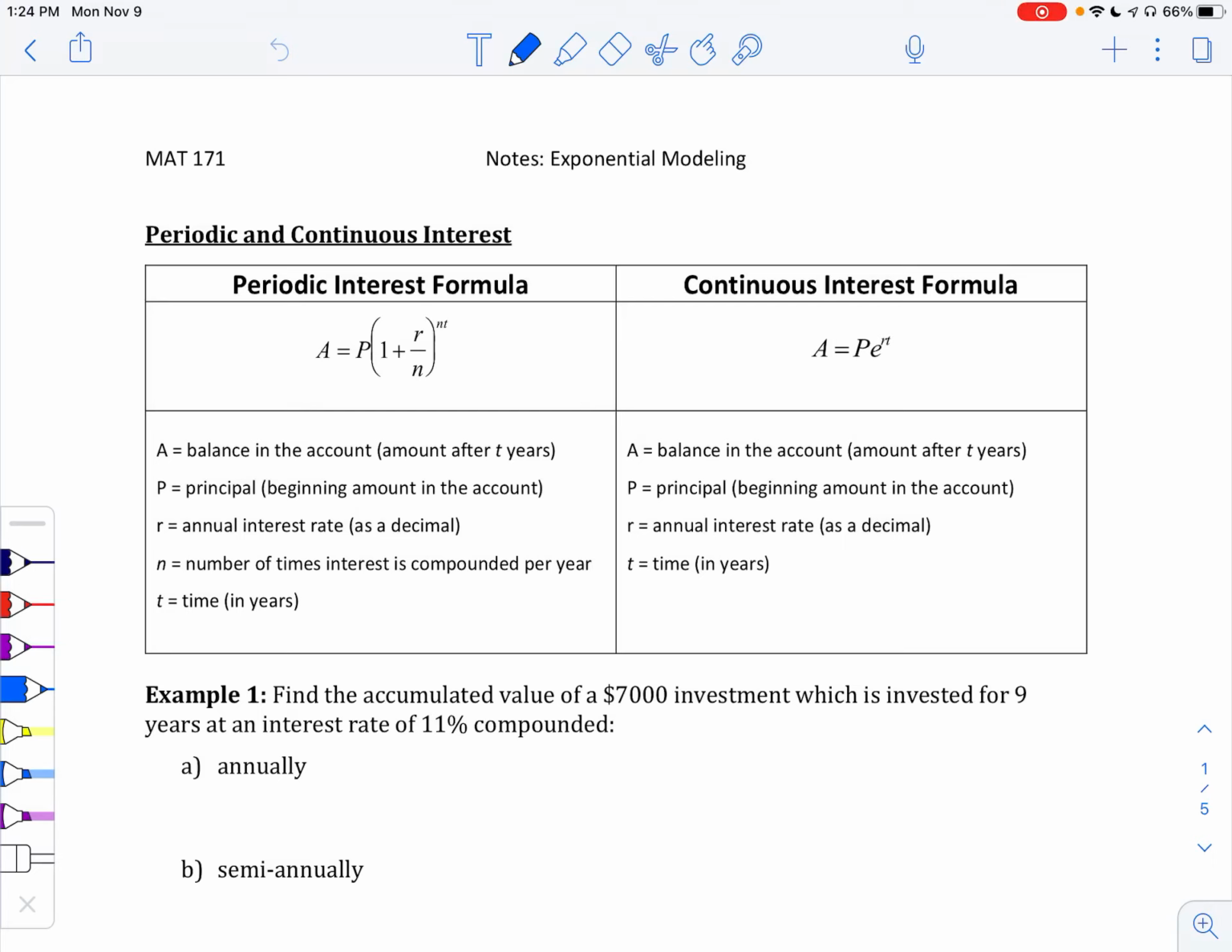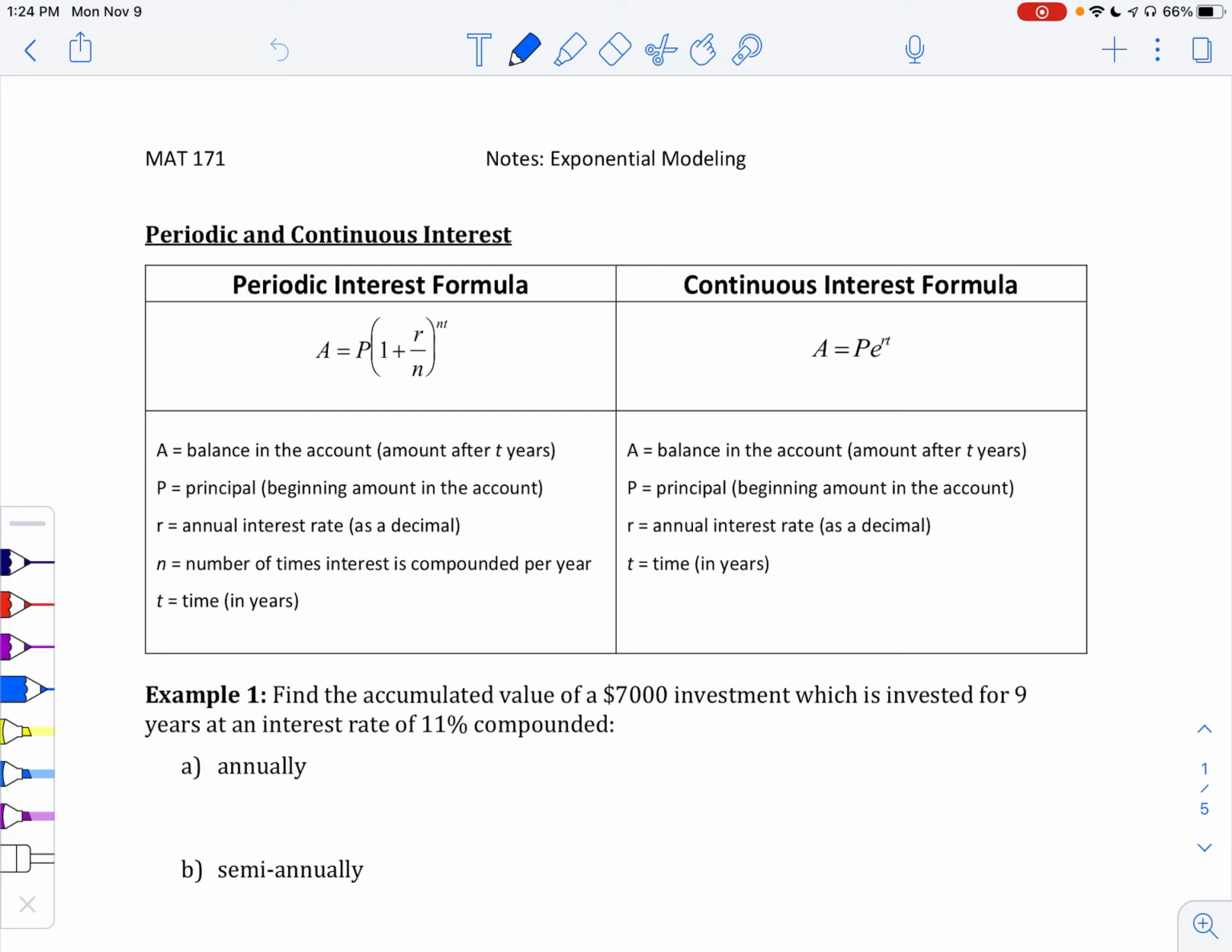All right, so now that we've taken some time to learn how to solve exponential and log equations, we're going to apply this to some application problems. So primarily we're going to be looking at solving exponential equations and building exponential models in this video. So the first application we have for exponential functions is applied to finance and specifically periodic and continuous interest.